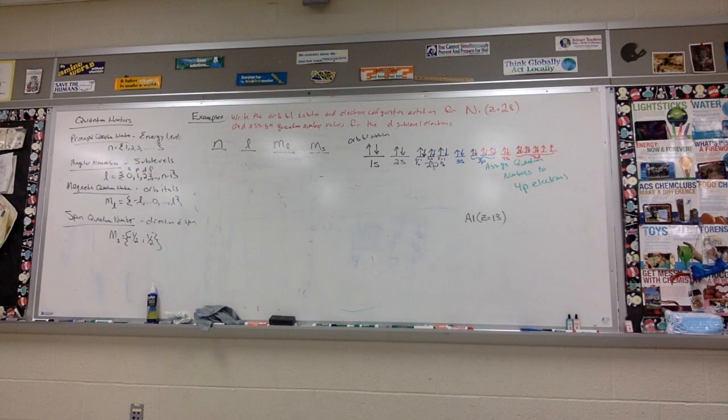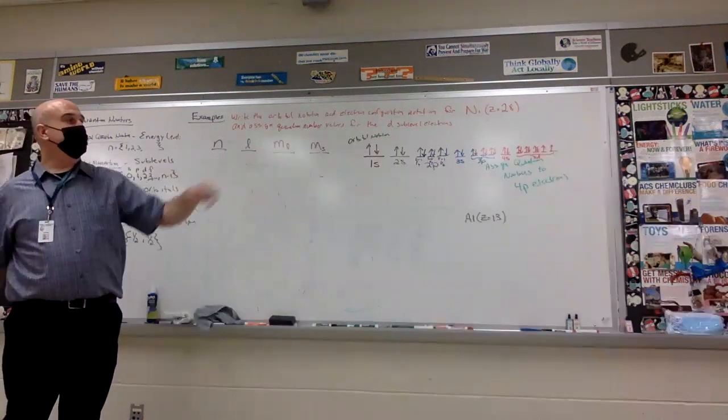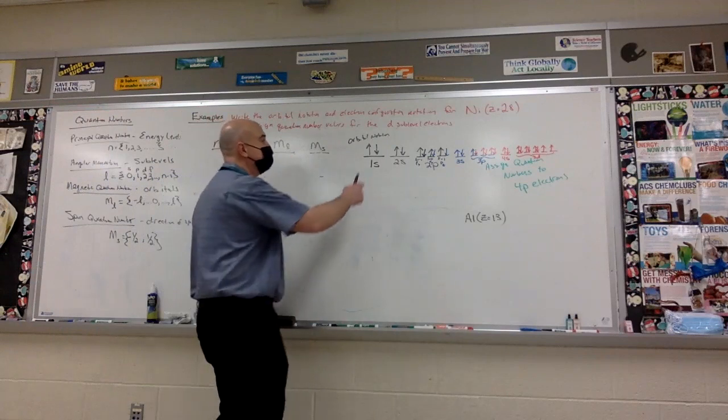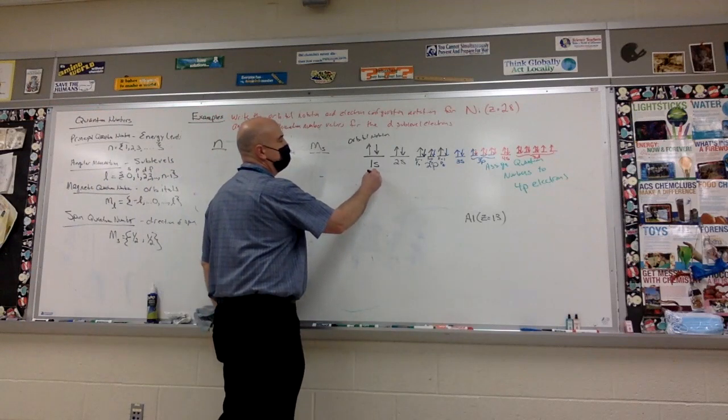And now it's embedded in the notation. So that's the orbital notation. For the electron configuration notation, all you're going to do is just write this, but use superscripts, right?